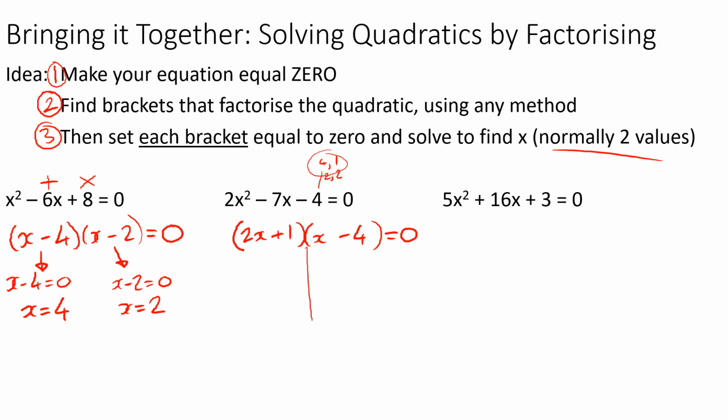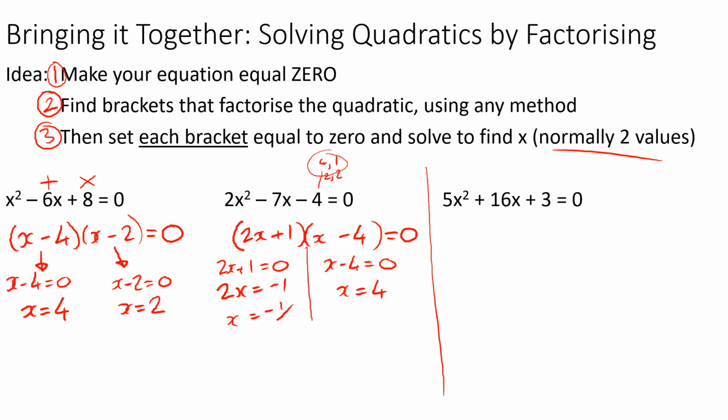And then we do the same thing. We set each bracket equal to 0. Now x minus 4 is 0. That's easy, x equals 4. Just move the 4 across. For the other one, we need to subtract the 1 and then divide by 2. Now you could say minus 0.5 if you like. I'm going to probably switch over to some fractions now.